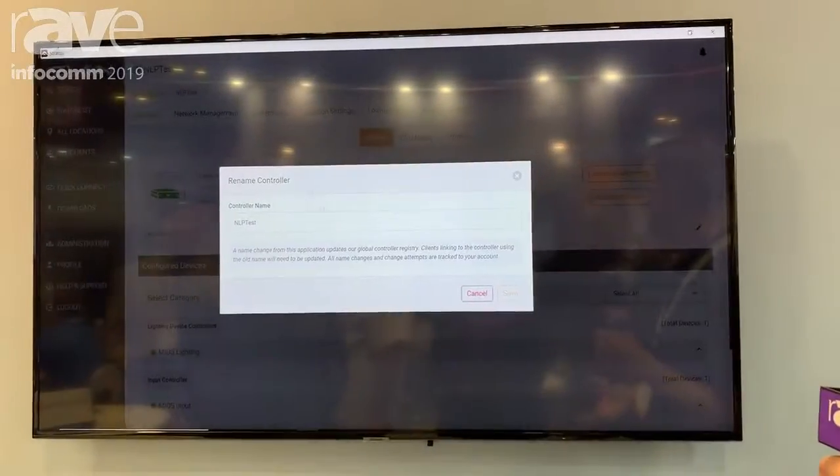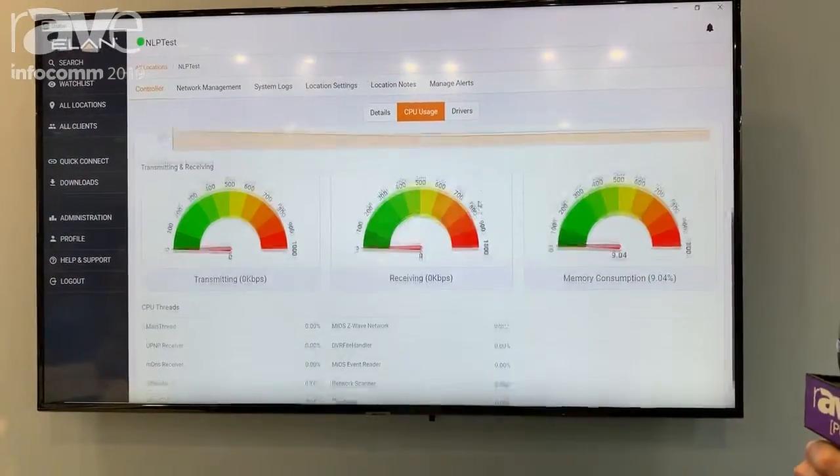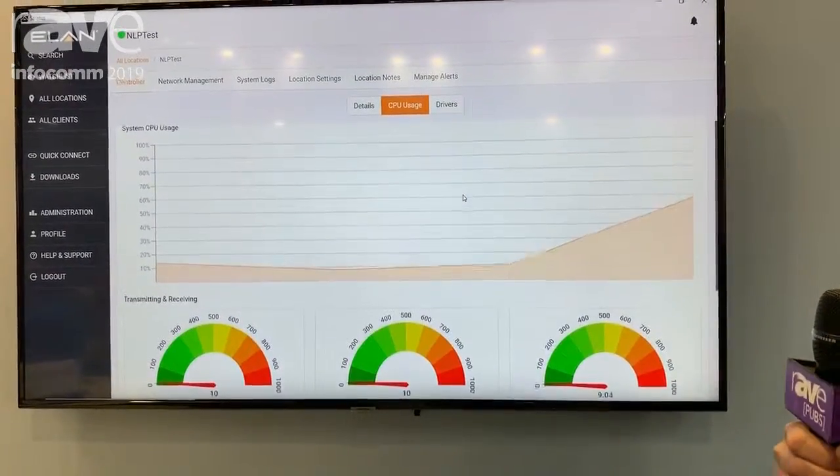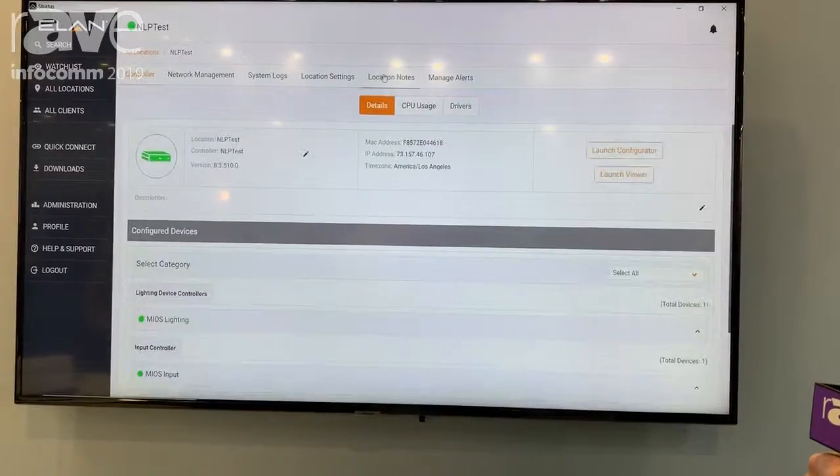So if a device goes offline or if a device is not working, dealers will get notifications and they can go in and they can reset that device before the homeowner even knows or the business even knows that their device has gone down.